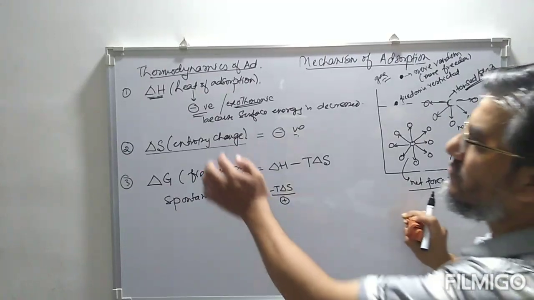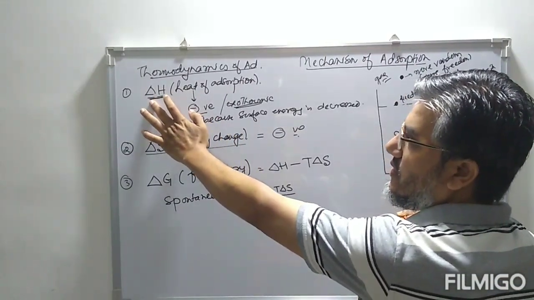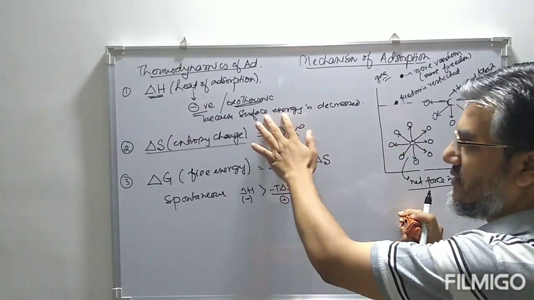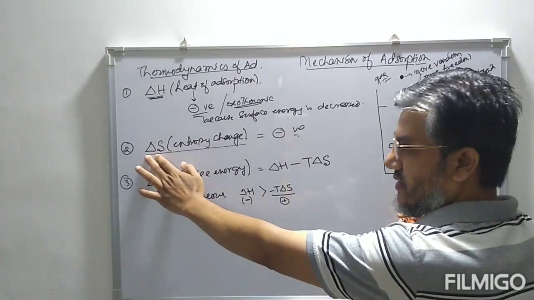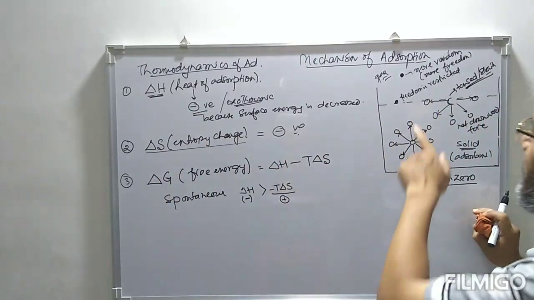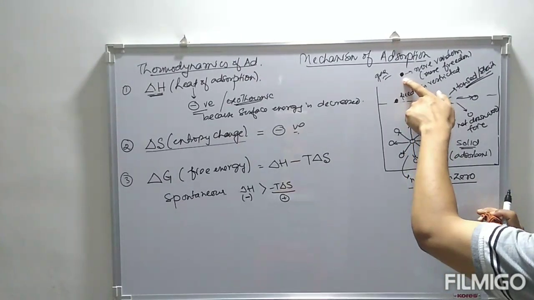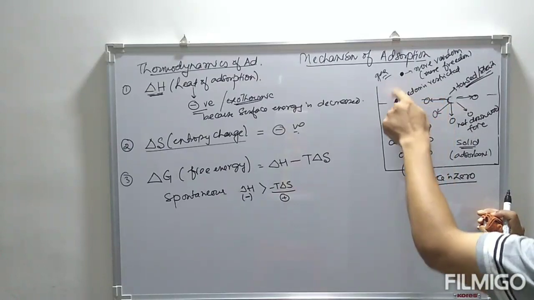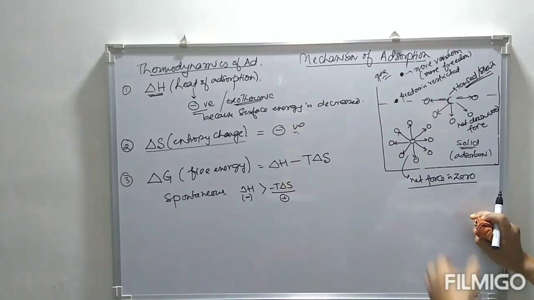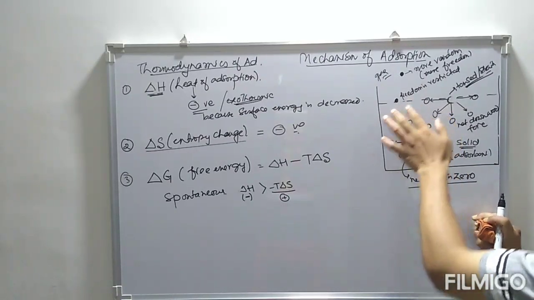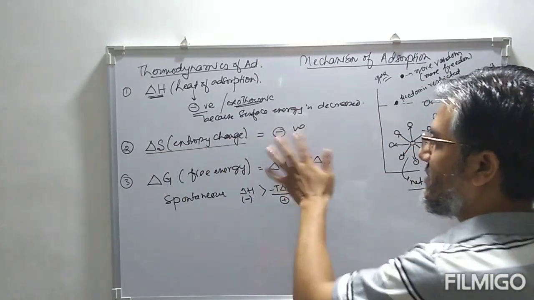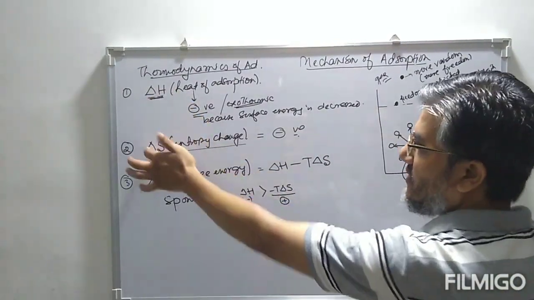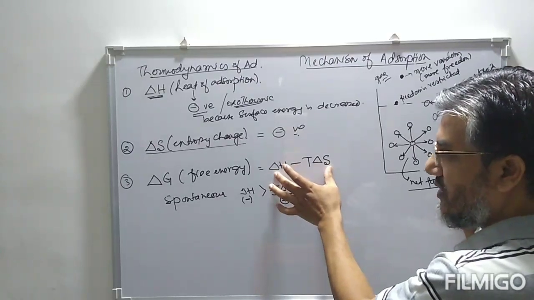So simply saying, all adsorption processes are exothermic. Why? Because the surface energy of the molecule is decreased. Delta S, the entropy change, is negative because before adsorption the molecule was having more freedom, more randomness. On adsorption, freedom is restricted because the molecule is bound to the surface by some forces, so freedom is decreased. Therefore, delta S is negative. The process being spontaneous, delta G, which is a combination of delta H and delta S, should be negative.